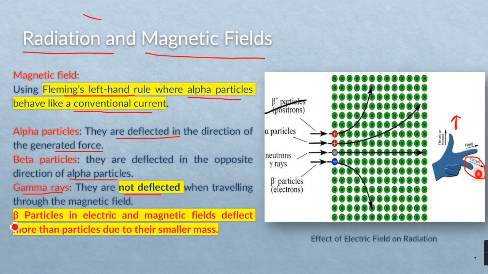And one more note is that the beta particles have largest effect due to their lower mass when they pass by in electric field or magnetic field.